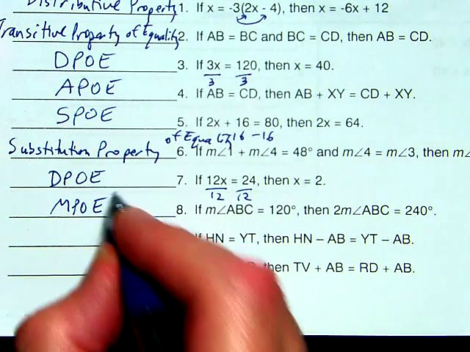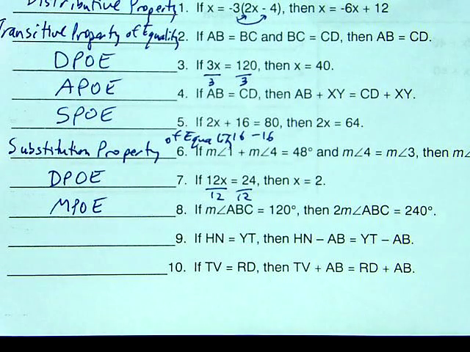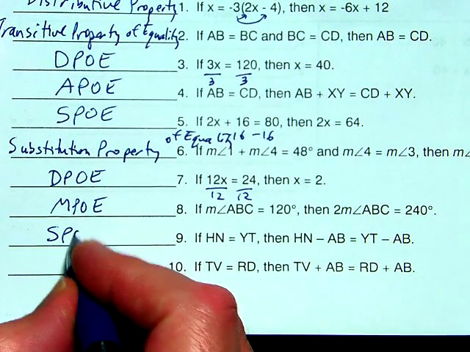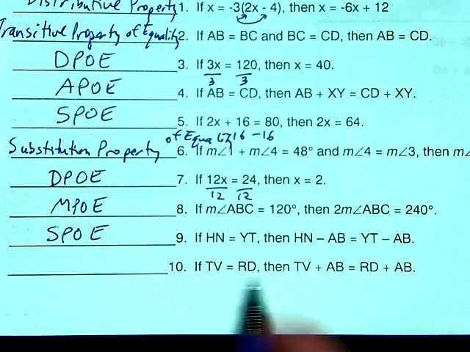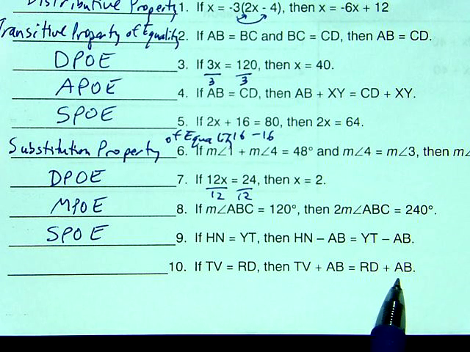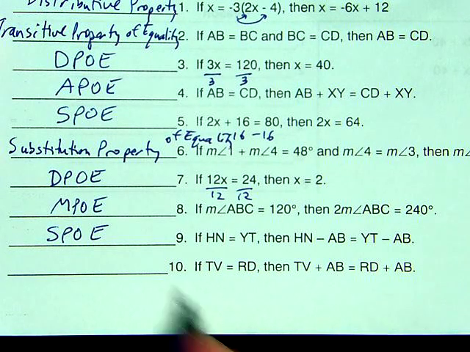Number 9. If HN equals YT, then HN minus AB equals YT minus AB. I hope you see pretty easily that's the subtraction property of equality. And finally, if TV equals RD, then TV plus AB equals RD plus AB, again, is the addition property of equality.